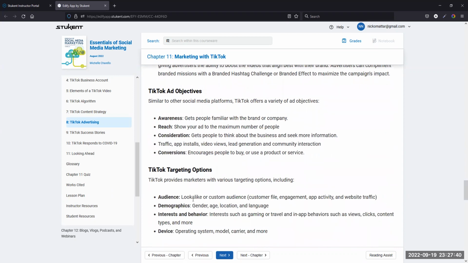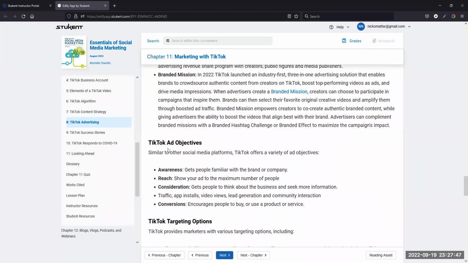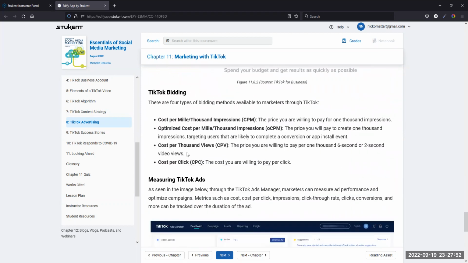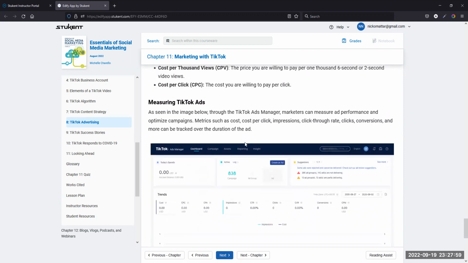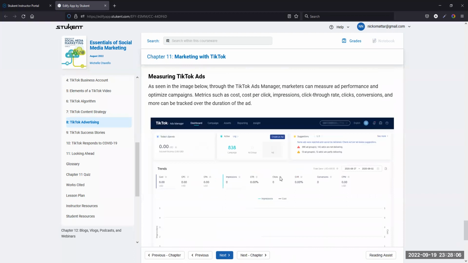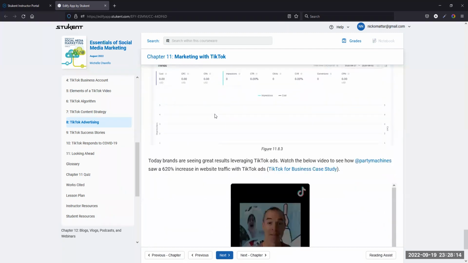TikTok ad objectives and targeting options. Many of these are similar across social networks. They have awareness, reach, consideration, conversions. They have the same kind of budgeting and bidding through their coins. Again, they have coins, and I think I just did impressions. And then you have your measurements, and this is what I was looking at as well. Pretty basic Ad Manager, though. Nothing wild. This isn't Facebook, where you can download a report of like 1,000 different metrics, but it's nice to use.